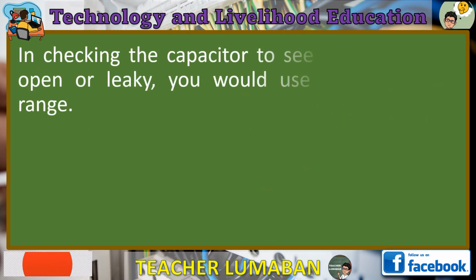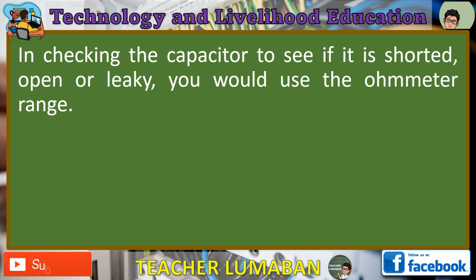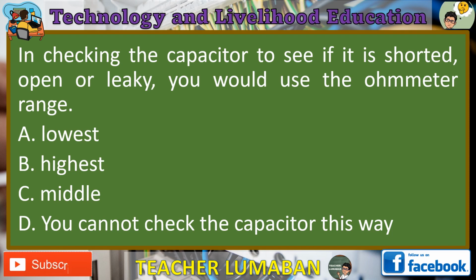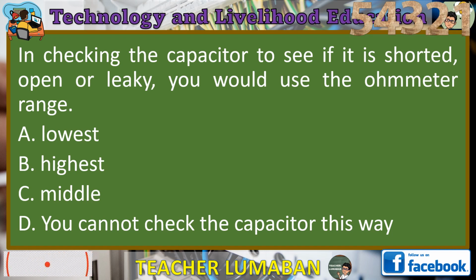In checking the capacitor to see if it is shorted, open or leaky, you would use the ohmmeter range. Letter A lowest. Letter B highest. Letter C middle. Letter D you cannot check the capacitor this way. In the next 5 seconds, select the best response from the available options. 5, 4, 3, 2, 1. The correct answer is B.